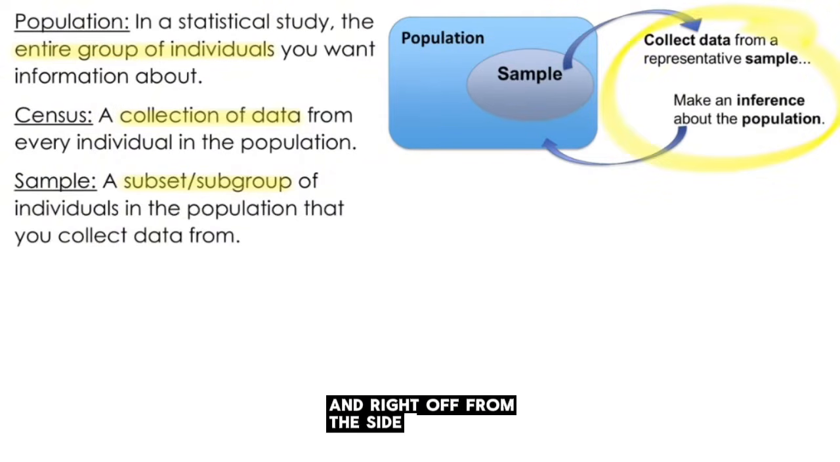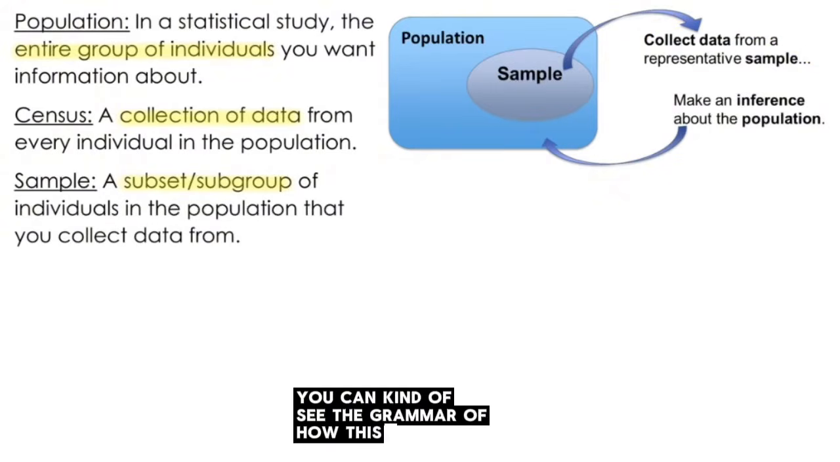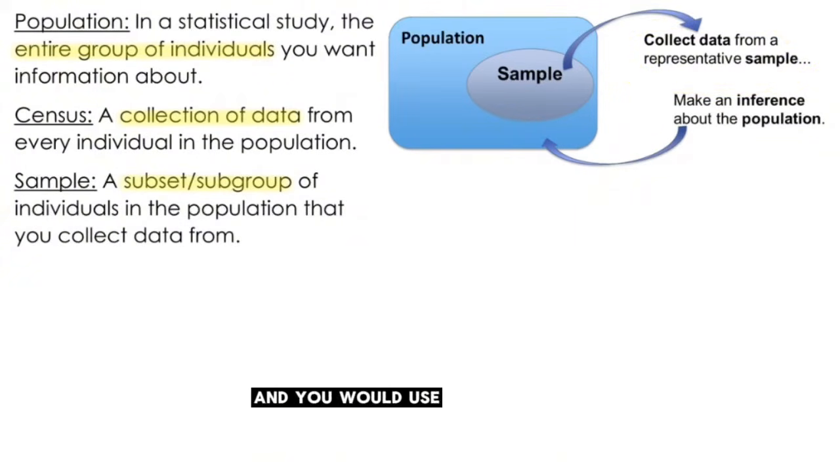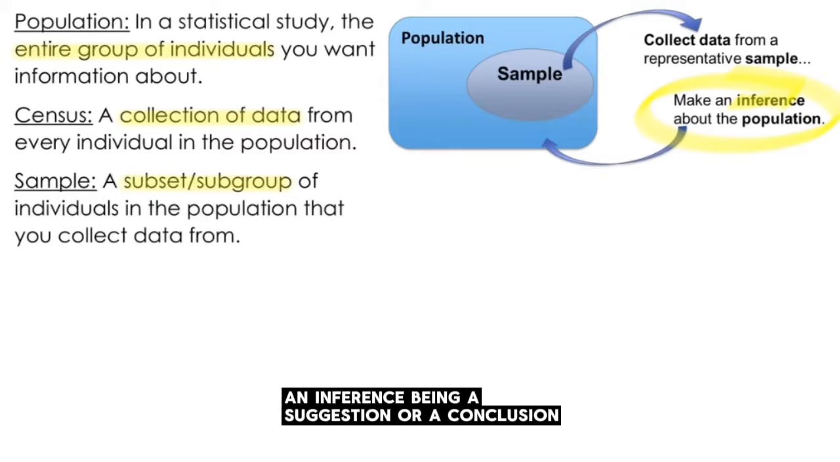And right off from the side, you can kind of see the grammar of how this situation works. You collect data from the sample, not the population, because that would take too long. There's too many individuals in the population. And you would use that data to make an inference about the population. An inference being a suggestion or a conclusion or an idea.